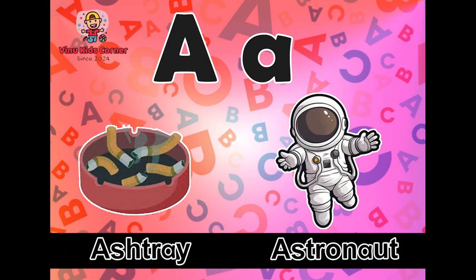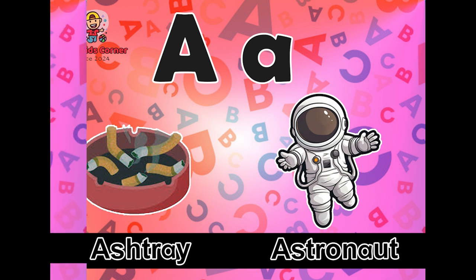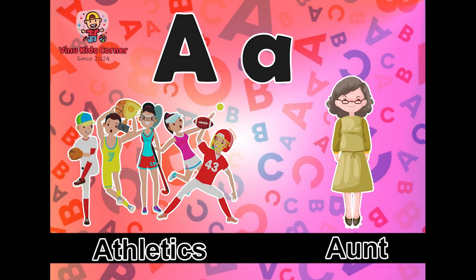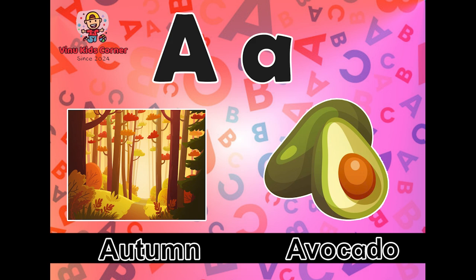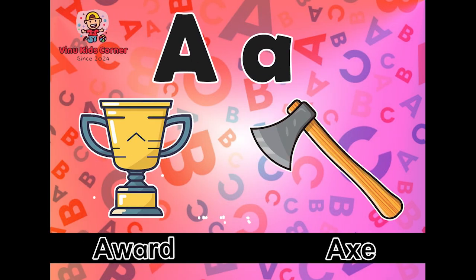A is for ashtray. A is for astronaut. A is for athletics. A is for ant. A is for autumn. A is for avocado. A is for award. A is for axe.